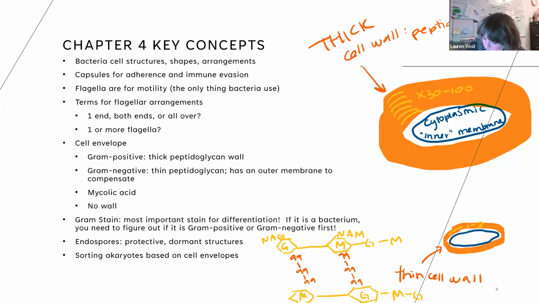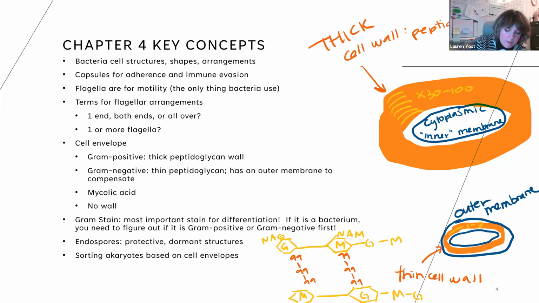So they'll also have an outer membrane. Whereas the ones that have the thick wall don't need an outer membrane. But because they have such a thick wall, they also need stabilizers. If they have a thick wall and need stabilizers, those stabilizers are lipoteichoic and teichoic acids.